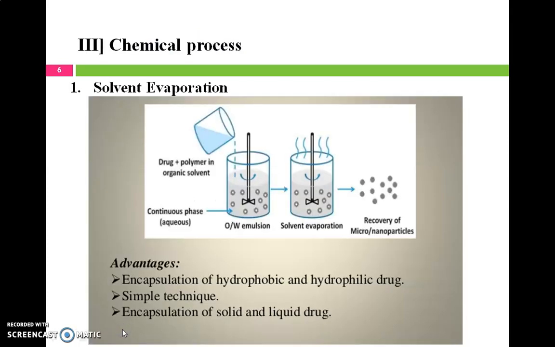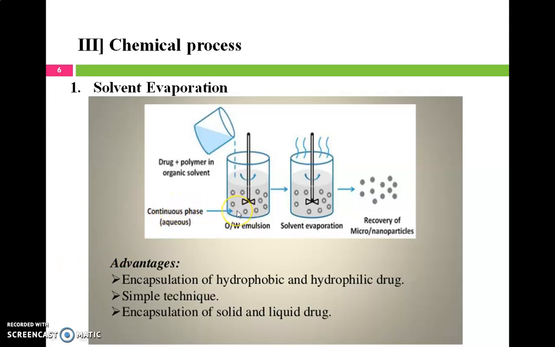The next category is chemical process of microencapsulation. The first method is the solvent evaporation method. In this method, we form a polymer solution in a suitable solvent. Then in this solution, we have to either dissolve or disperse the core material, that is the drug, and in a separate vessel, we have to take the continuous phase.